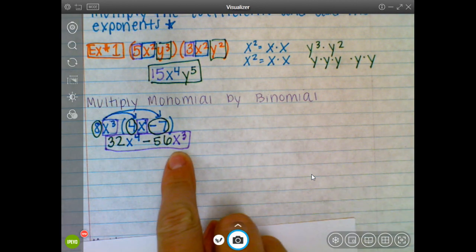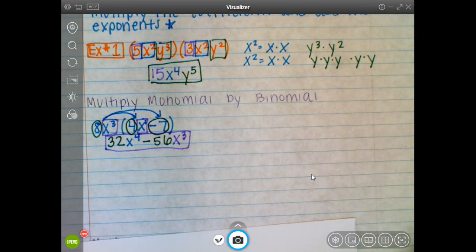Some people tend to leave off that x to the 3rd, so you just have to be careful and make sure you don't leave it off. Okay, another example.